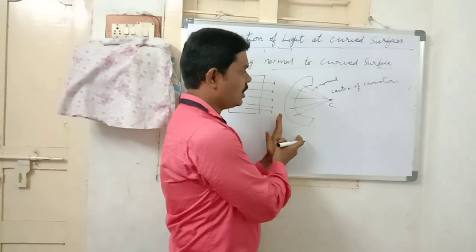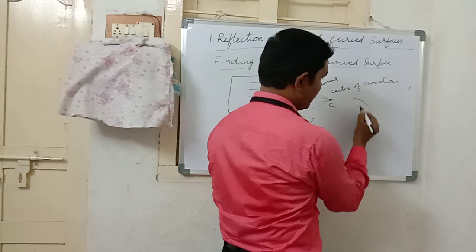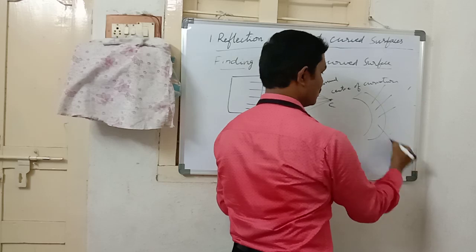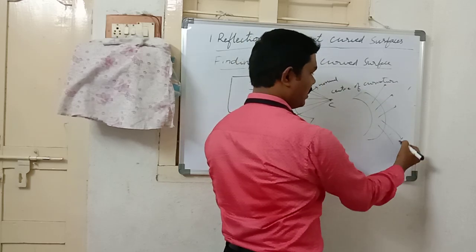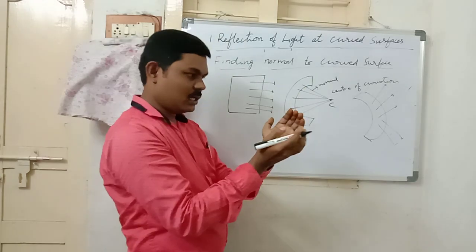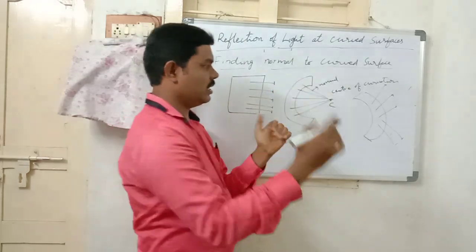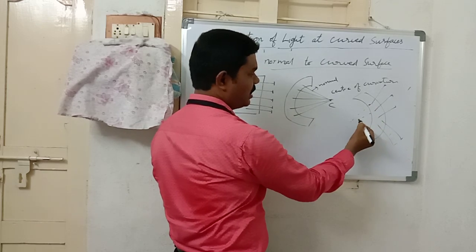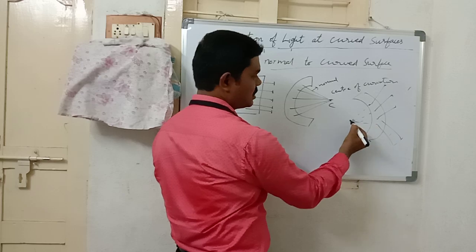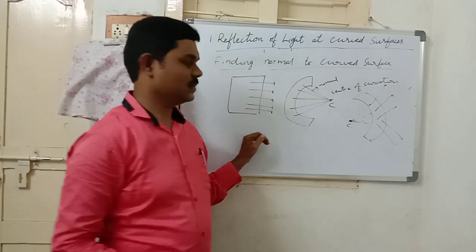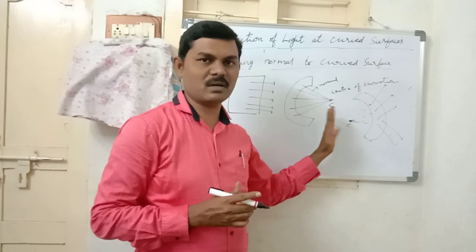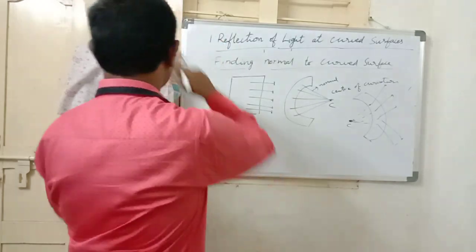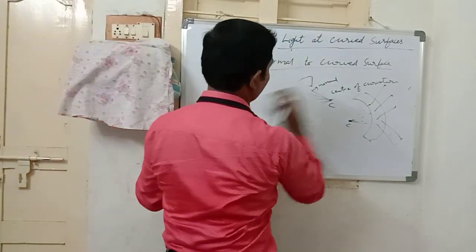Not only for the concave mirror, for the convex mirror also you will get it like this. All will diverge away when you bend this outward, like this. If you bend, all will diverge away. If you extend these lines, all will meet at one point on the back side. So this is the center of curvature. So any line drawn from the center of curvature is called a normal. So this is about finding the normal to curved surfaces. Let us see some more general terminology we are using in this case.